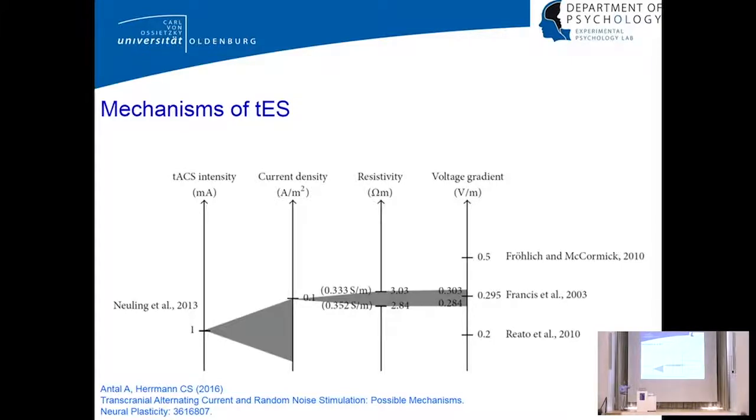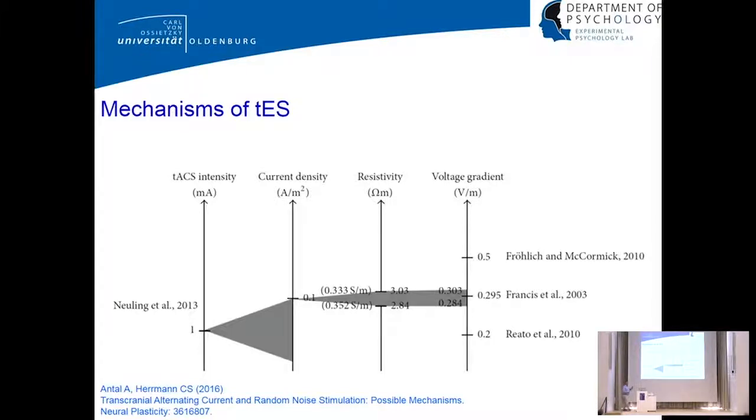The first step was what I showed you on the previous slide, where we used the finite element model to see that 1 milliamp of tACS, of course, has a range of current densities inside the brain, but in the target region, it's about 0.1 amp per square meter. Then you need to know the tissue resistivity, which is given in ohm meters, and which is also being argued about, but it's on the order of 3 ohm meters, and then this converts into 0.3 volts per meter.